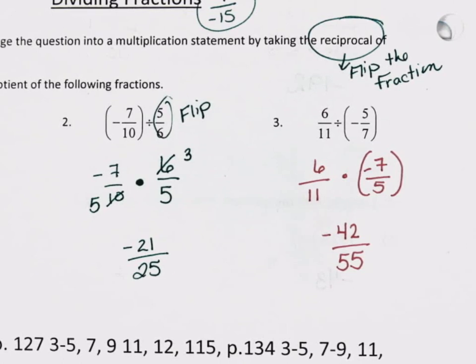So you're going to keep that first fraction, change the operation to a multiply, and flip the second fraction. Look to see if you can cross reduce, and then multiply straight across the top, straight across the bottom. And if you're not sure what they multiply to, definitely use your calculators. It's a tool. It's a helping tool, and it's super helpful.